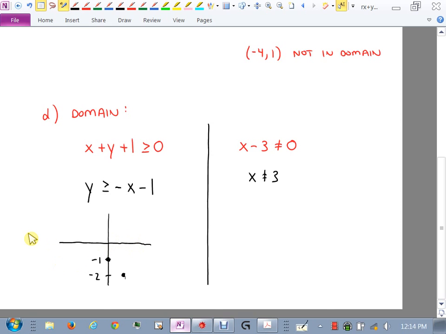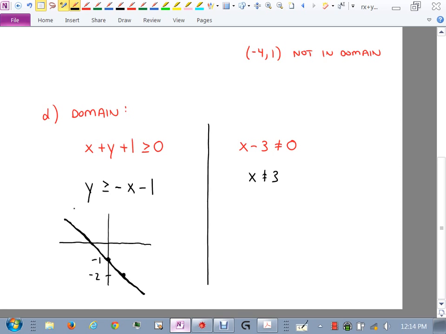Now, do I want to include the actual line itself? Yes, because it has the equal here. So any point on that line would be okay. So I'm going to draw it as a solid line. What if I did not want to be on that line? I would do a dashed line. Now, the question is, which side of it do I shade?